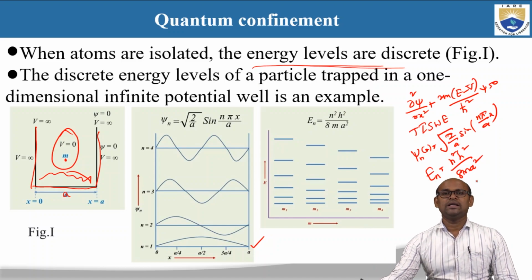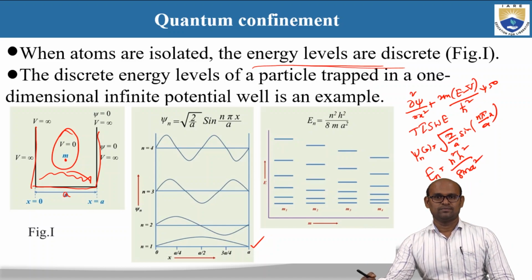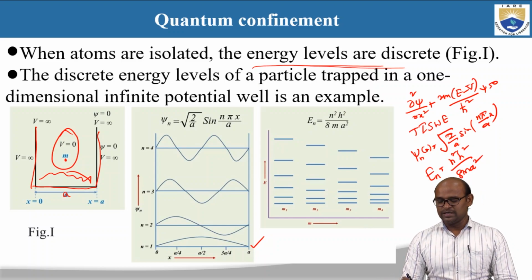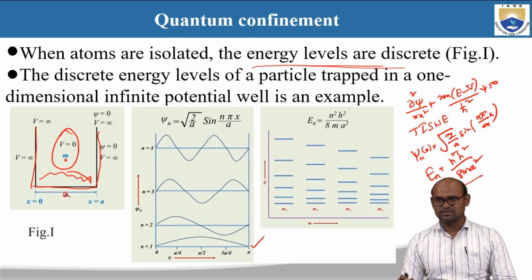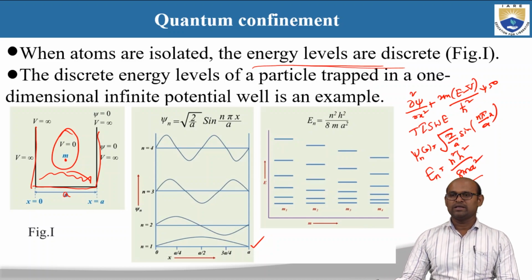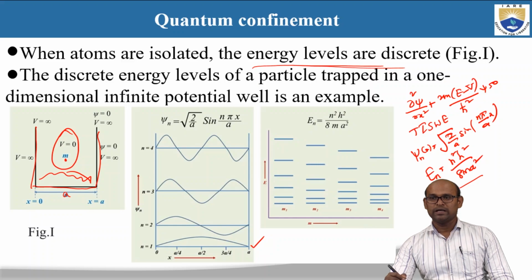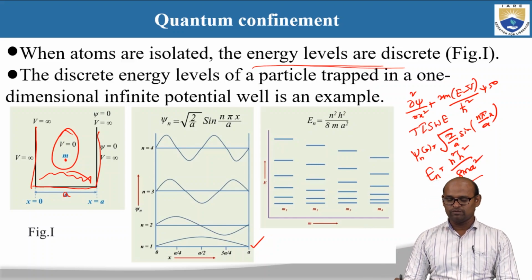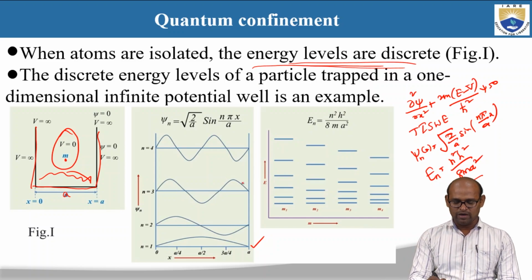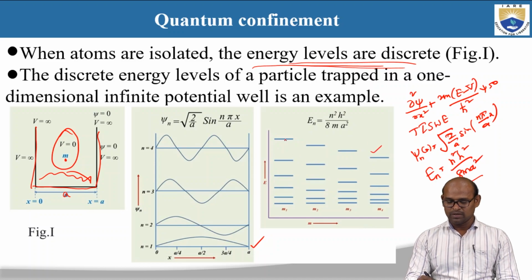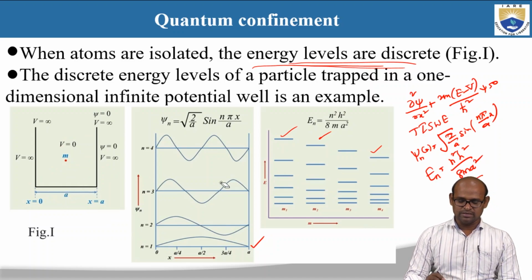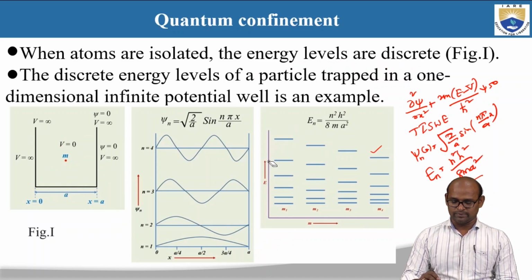That means when a particle is trapped or isolated from the surroundings, the energies of such a particle will be discretized. There are no continuous energies. Like for a classical particle, you can have any energy, 0.1, 0.2, and so on. But for a particle that is isolated or trapped in an infinite potential, we find that the energy levels are discrete. We can see that clearly here: these are the wave functions and these are the energy levels. So when a particle is trapped or when an atom is isolated, the energy levels are discrete. Okay.